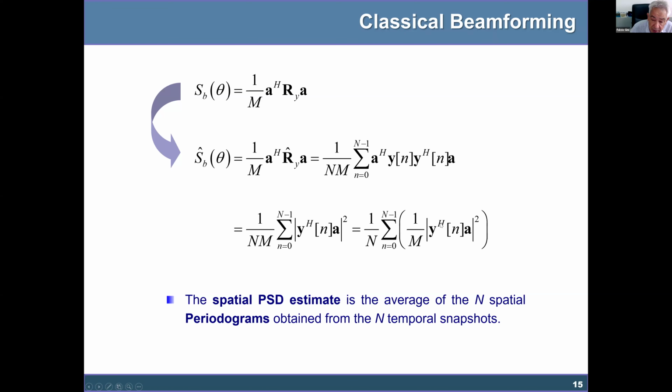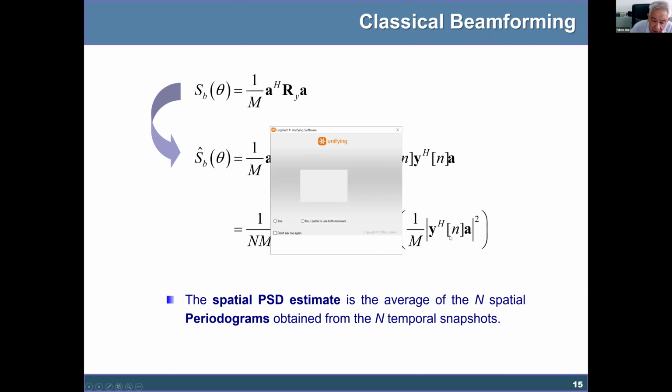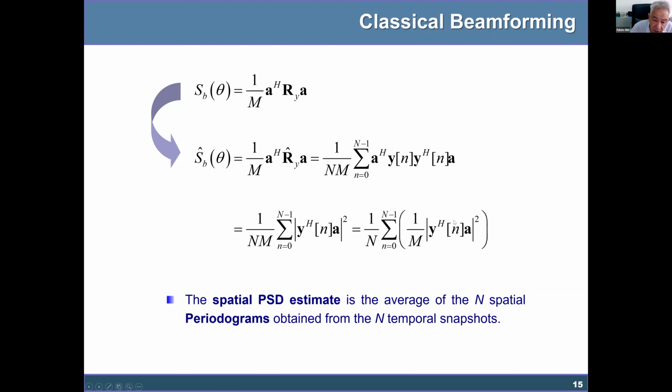So Y Hermitian of n times A basically is the output of the classical beamformer. The modulo square is the power, and then you divide by the number of sensors. And then you calculate this quantity for any snapshot, for any temporal snapshot, and then you calculate the arithmetic mean, the average.